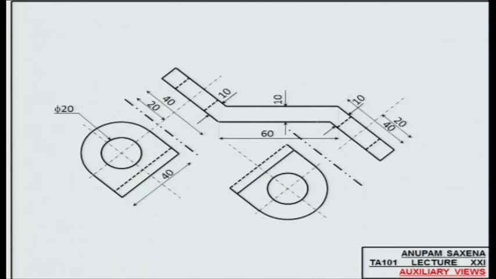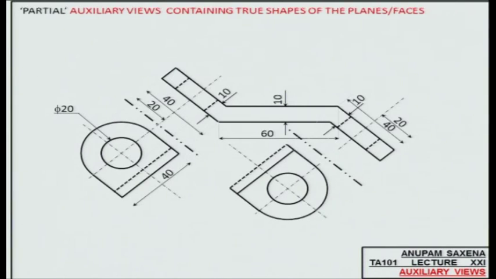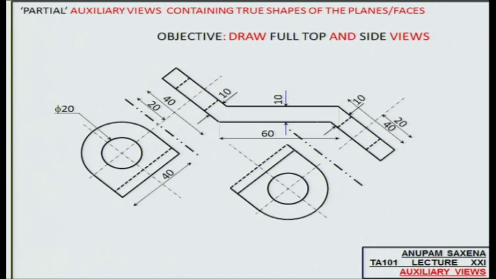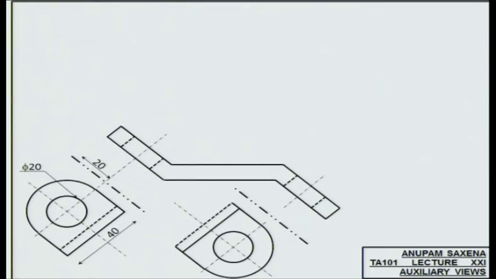Given the partial auxiliary views of this object containing two shapes of the planes of faces, if we have to draw the orthographic projections, like the full top view and the side view of this object, is it possible for us to do that? That's what the question is. Okay, so this is the object, and we would like to draw the full top view of this and the full side view of this.